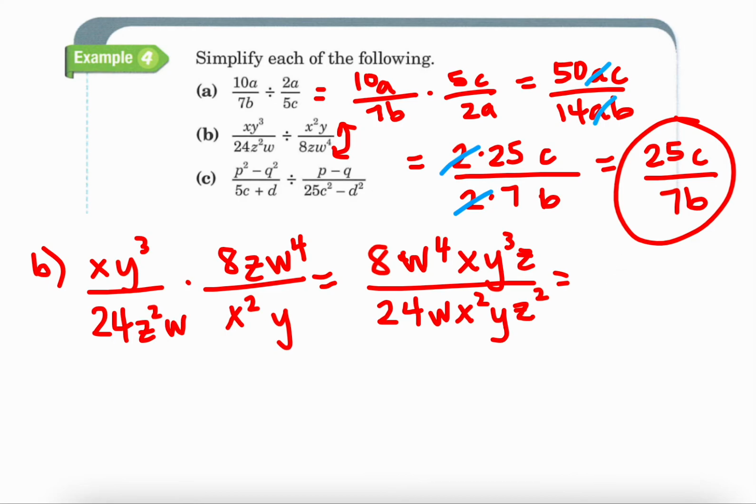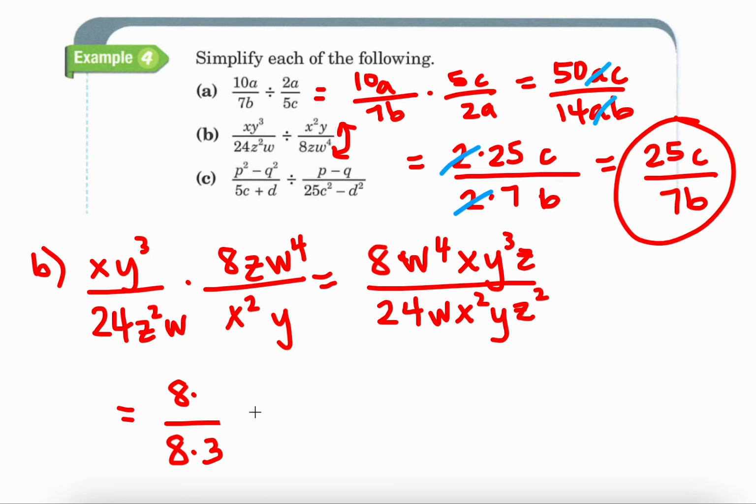So let's see now, what does this become? Let me break this down. Well, 8 is going to share a factor with 24 because 8 times 3 is 24. And then I have 4W. You know what? Let me practice my little shortcut. Let's do that.